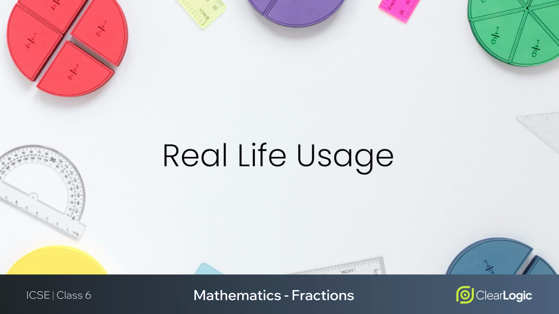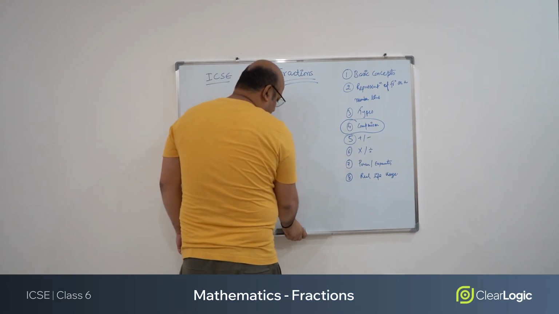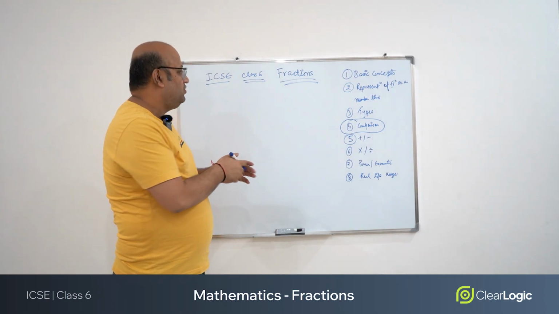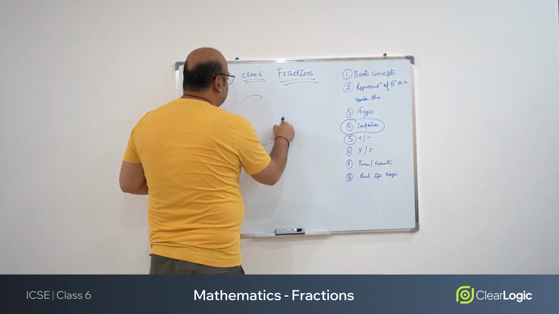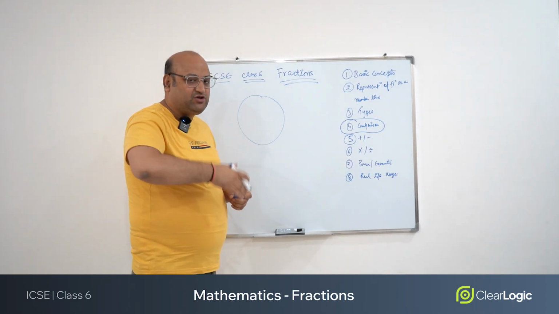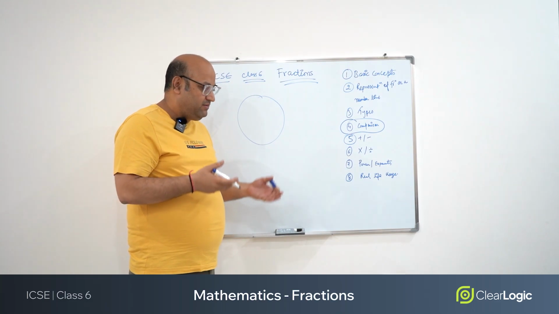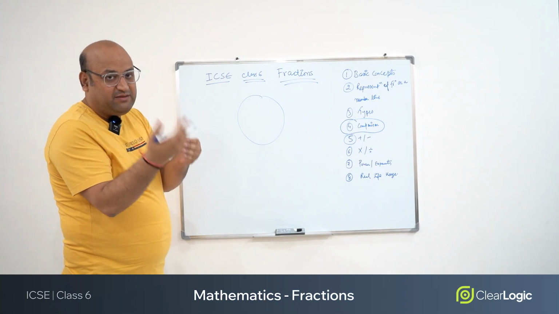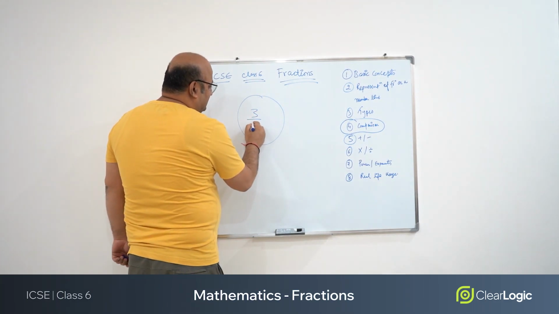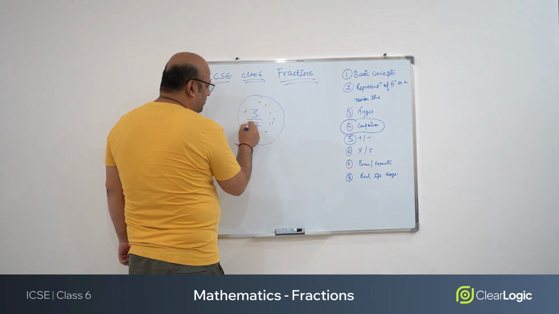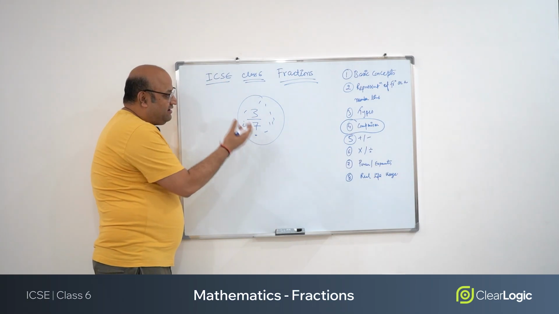And the last part is real life usage. It's very simple, as I explained earlier also, a fraction is nothing but a part of a whole. So if someone says you have a basket of oranges and someone takes out 3/7 of it, which part of the fraction remains there? So we took out 3/7 of this whole basket of fruits. It has several fruits. What is the remaining fraction?